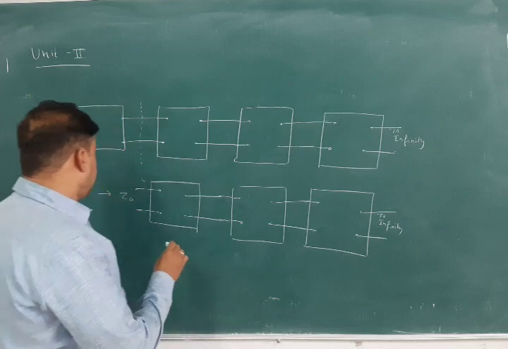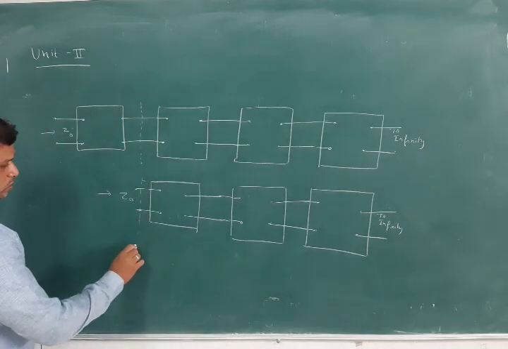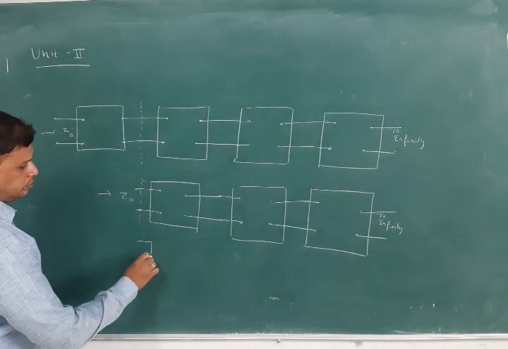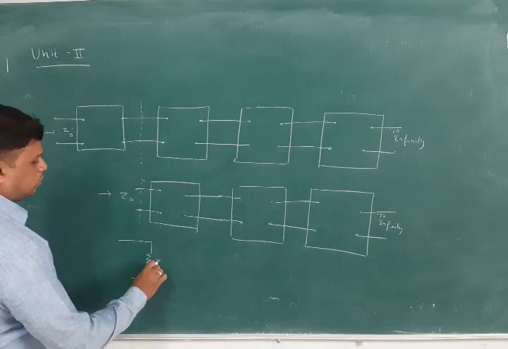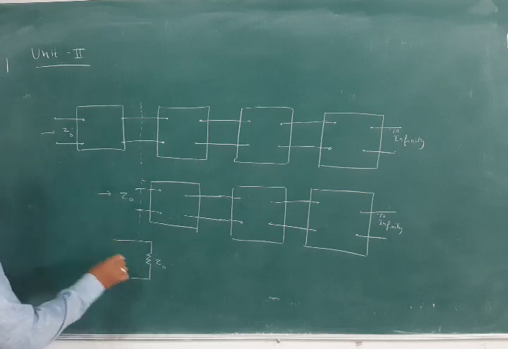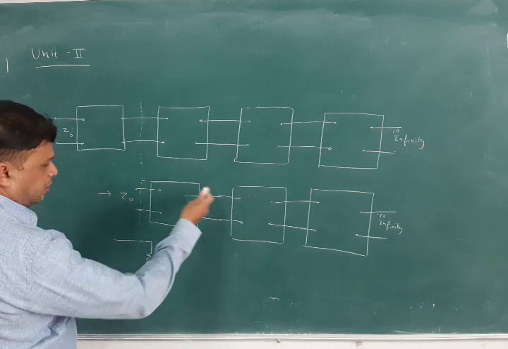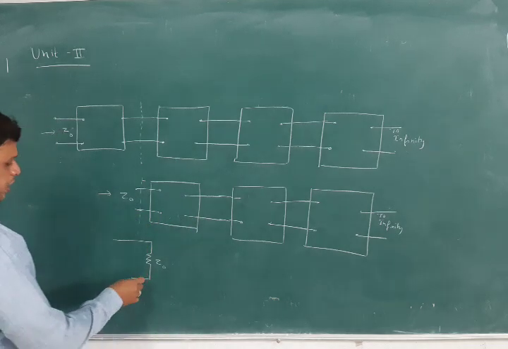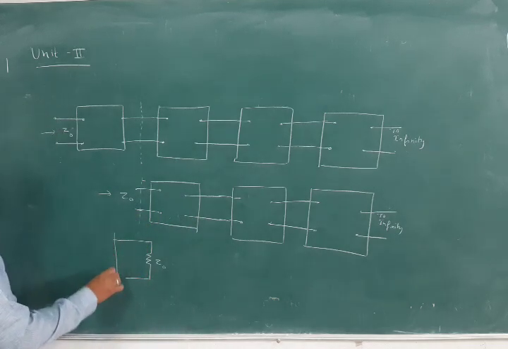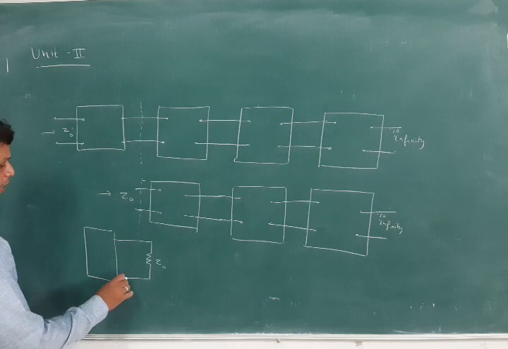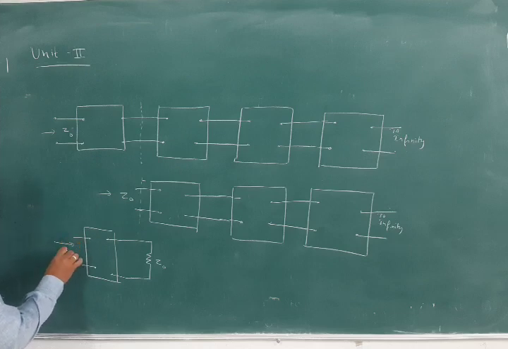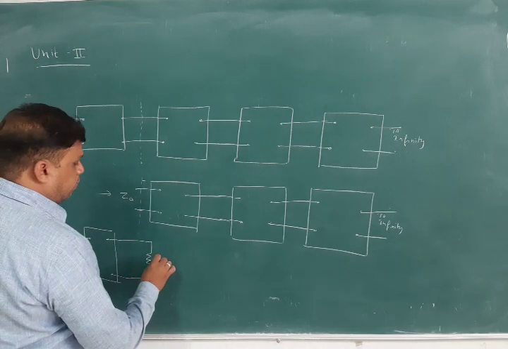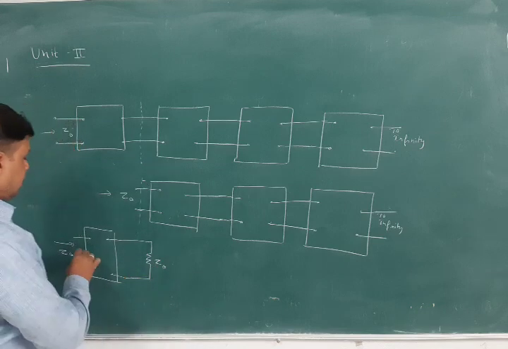Therefore, we can say that this can be replaced by a Z0 only. This chain can be replaced by Z0, because even if you are cutting at the third network, it remains the same. So you can write here Z0, and therefore you can say that the input impedance is also Z0. Therefore we see that the input and output impedance both remain as Z0 only.